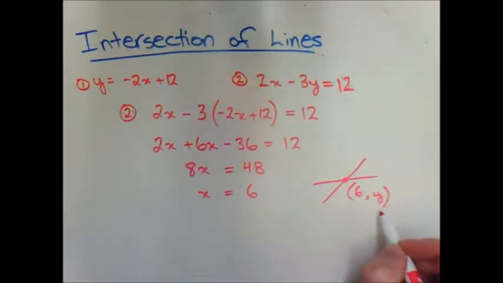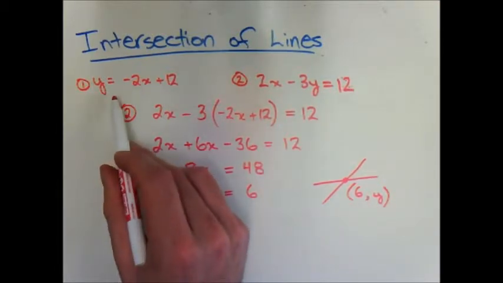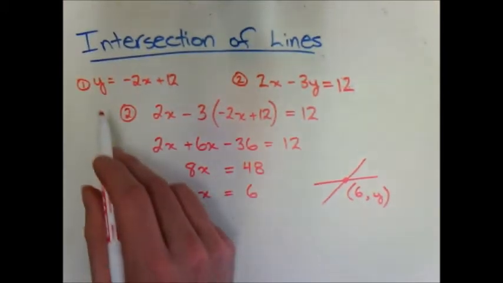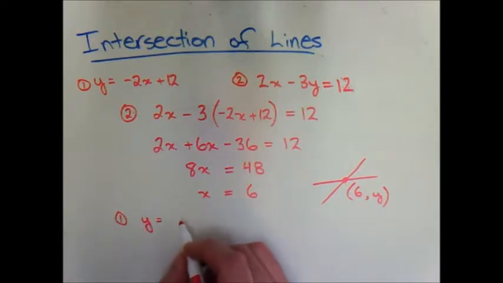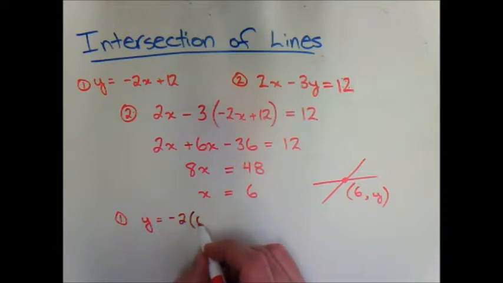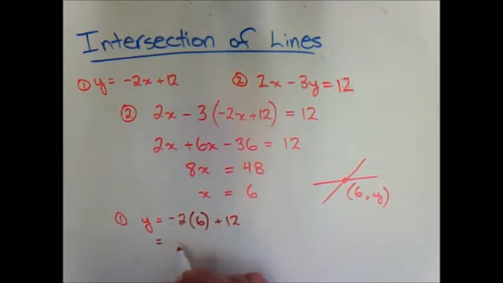I'm still trying to find that y. In order to find the y, I can sub my value for x into either equation 1 or equation 2. In this case, equation 1 looks a little easier. It's already in terms of y equals, so I will sub it in there. Y equals negative 2, and now wherever I see an x, I'm going to sub in the number 6 and keep the information of plus 12.